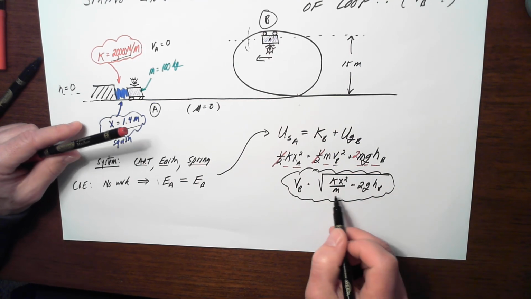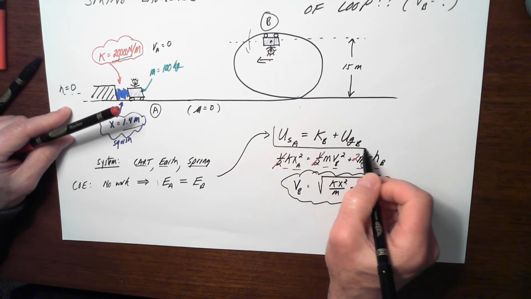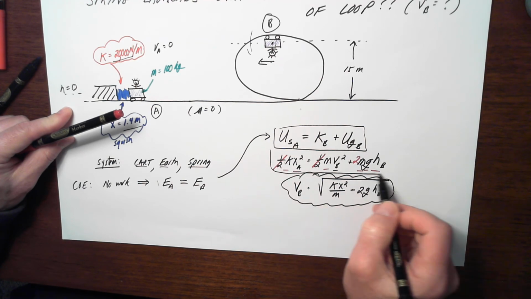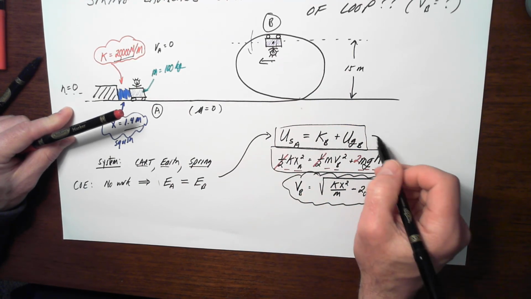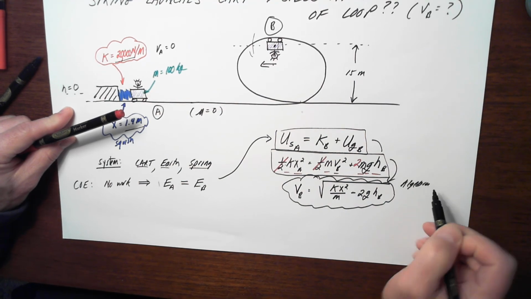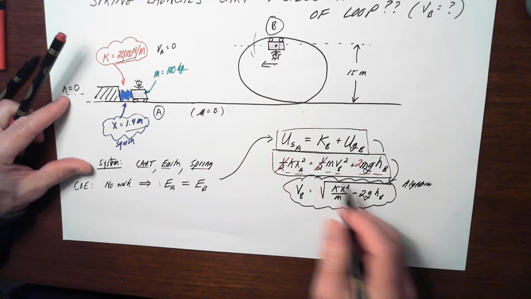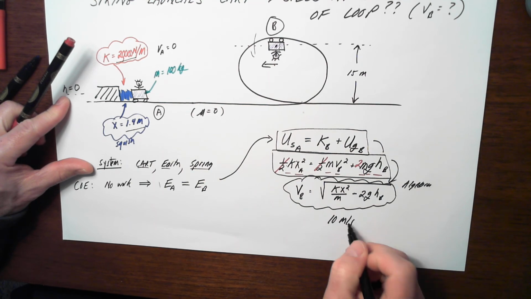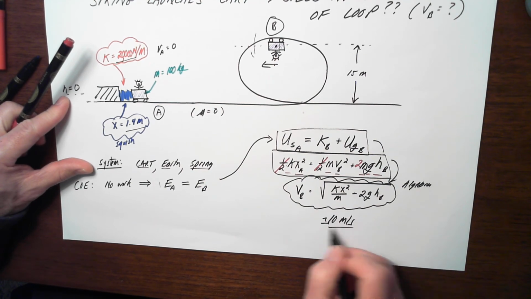Now, this is never something you would try to memorize. No, no, no. This is the flow, and then this is just the algebra that gets you to the answer. I believe the answer, if I set it up correctly, was around 10 meters per second. Something around 10 meters per second.